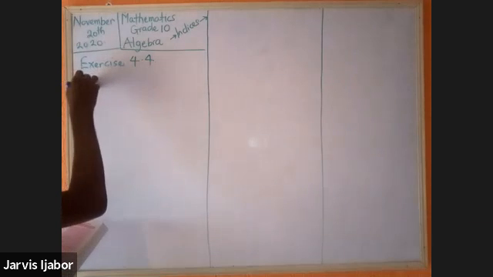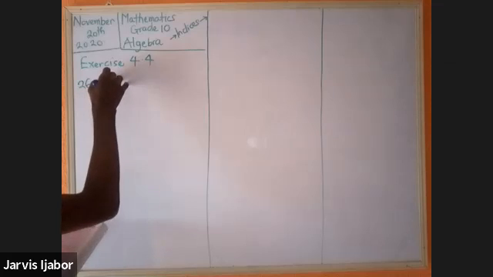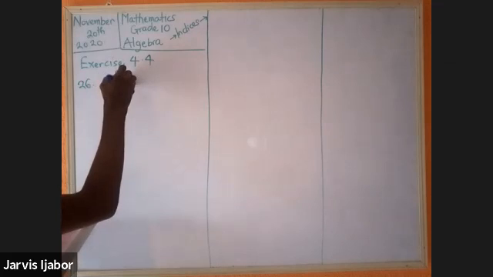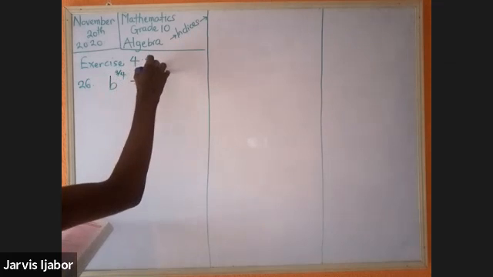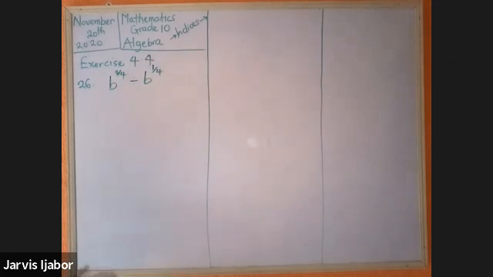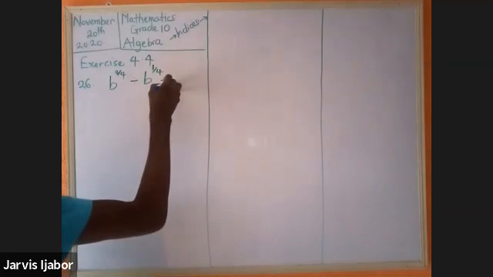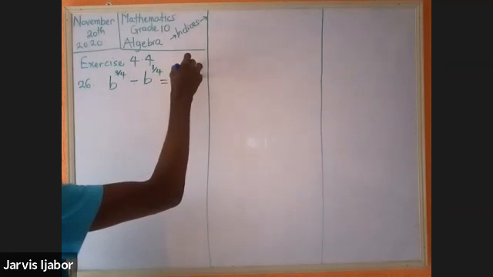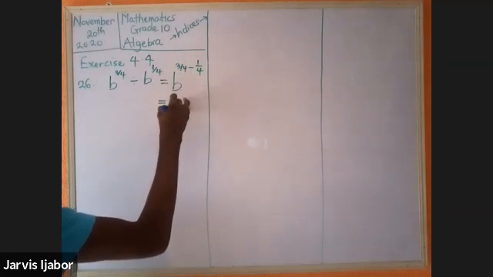And question 26. What does that require of us? It says b to the power of 3 over 4 divided by b to the power of 1 over 4. So remember we said that division means we subtract their indices. So this will now be b to the power of 3 over 4 minus 1 over 4. What does this give you? This will give me b.